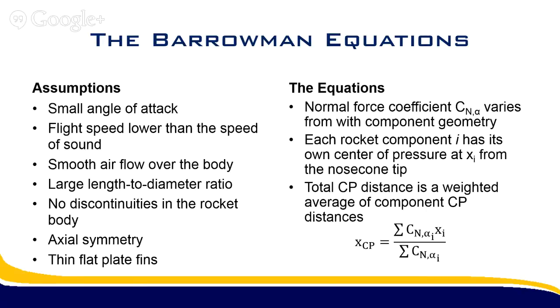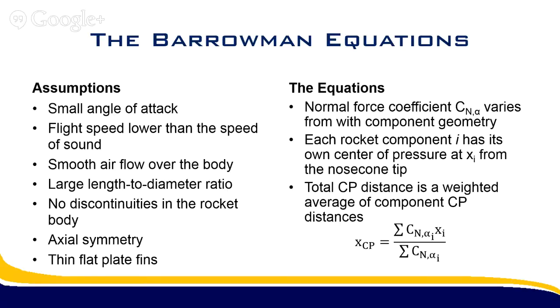So the actual equations themselves, there are a lot of them, but they can be simplified without having to write them all down here, as I guess a weighted average of the CPs of the individual components that make up your rocket.